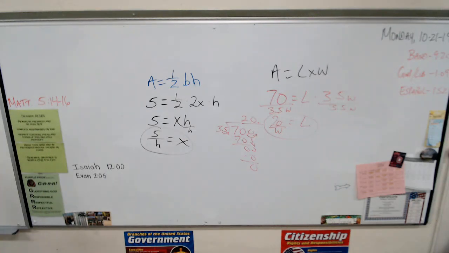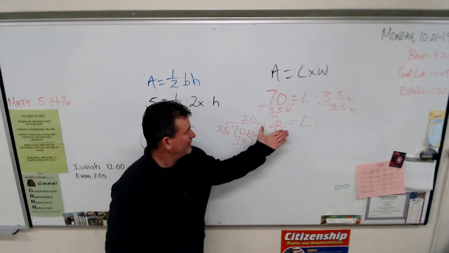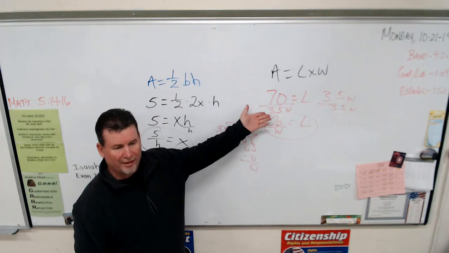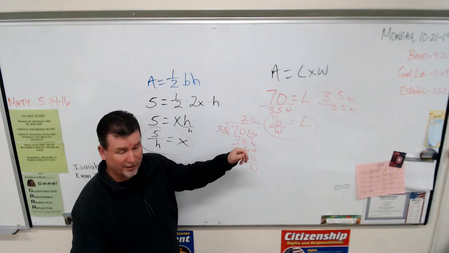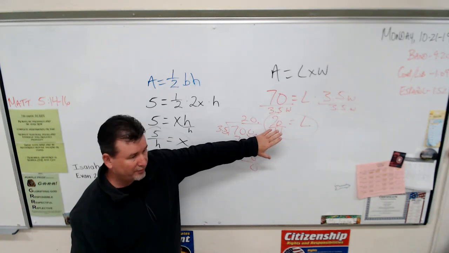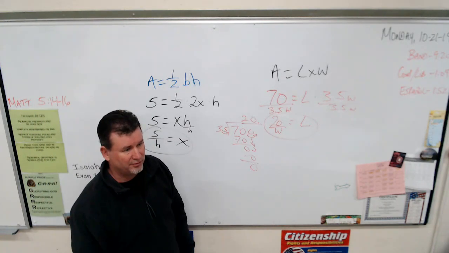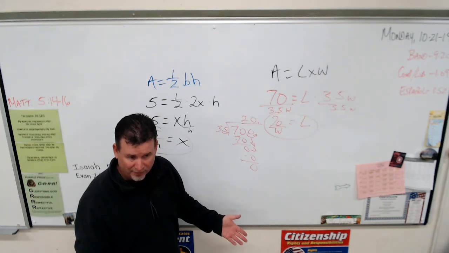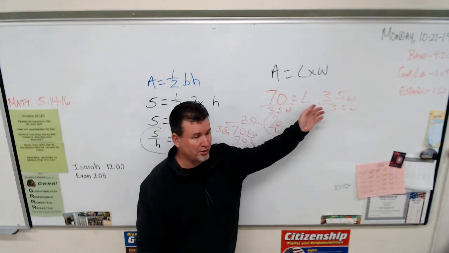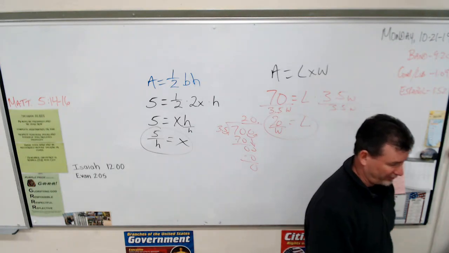All right. Okay, listen. You know how to divide decimals. The length is, in terms of W, 20 divided by W. You don't know what it is yet, because they didn't tell us what the width was. They just told us that it's 3.5 the width.